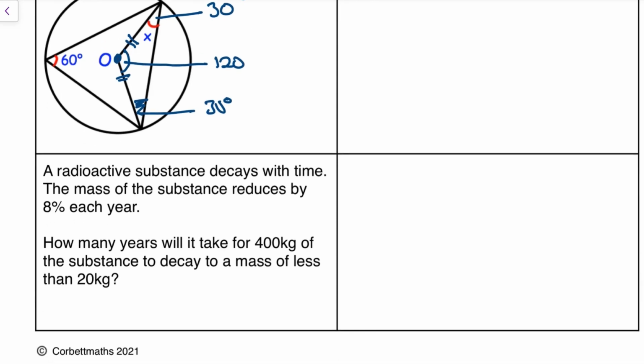Next one, a radioactive substance decays with time. The mass of the substance reduces by 8% each year, so a multiplier of 0.92. How many years will it take 400 grams to be less than 20? So I want to do 400 times 0.92 to the power of something equals 20, and I actually just want it to be less than 20, so it's never going to equal 20.